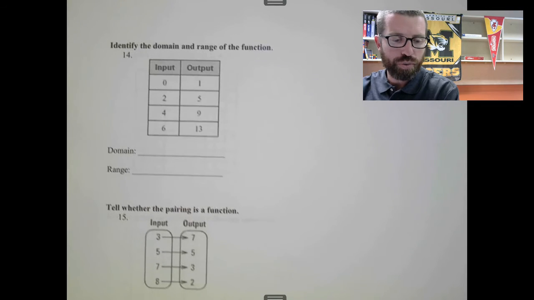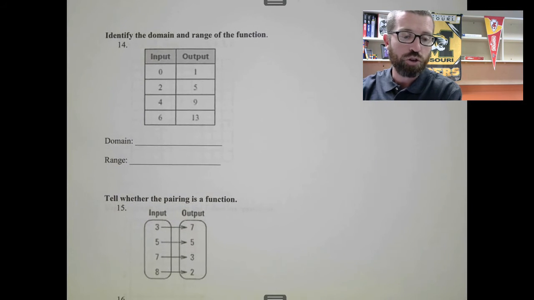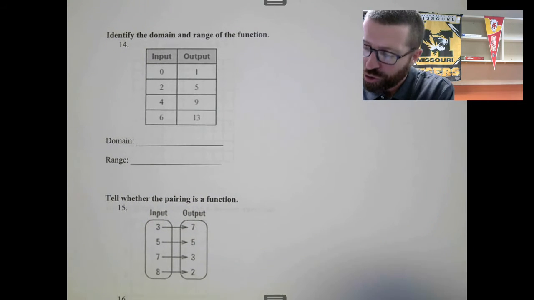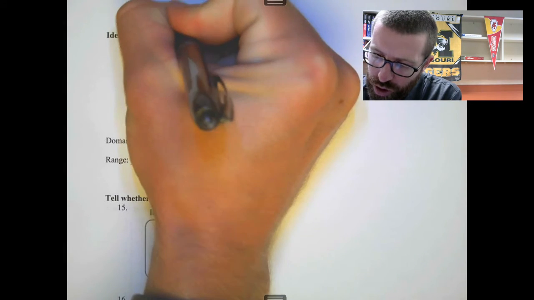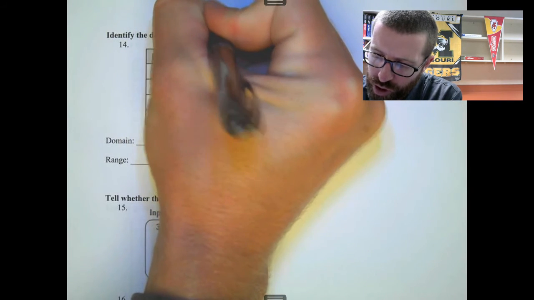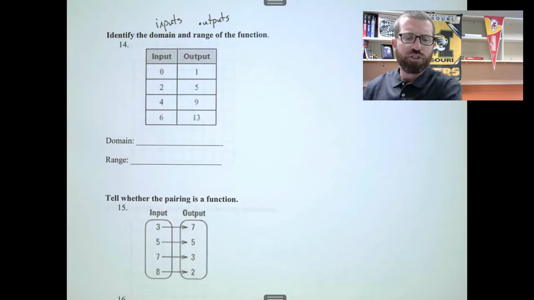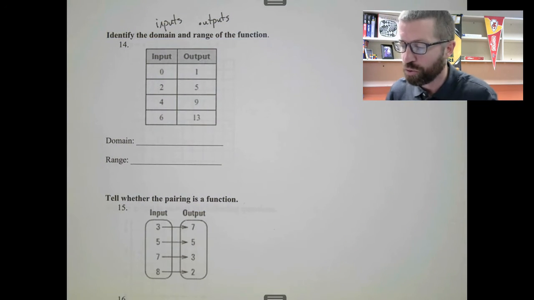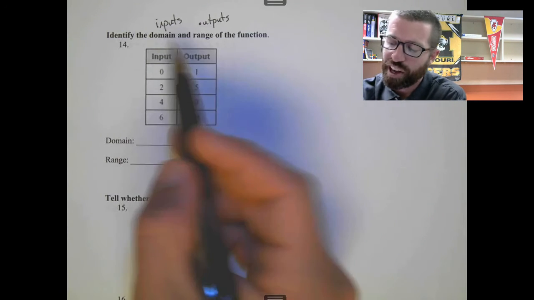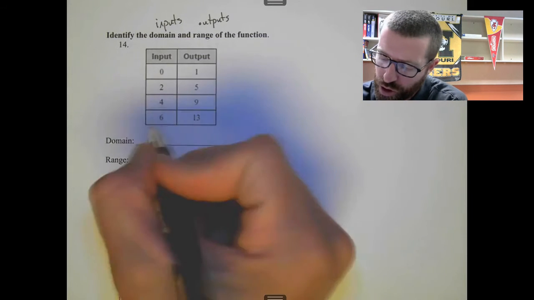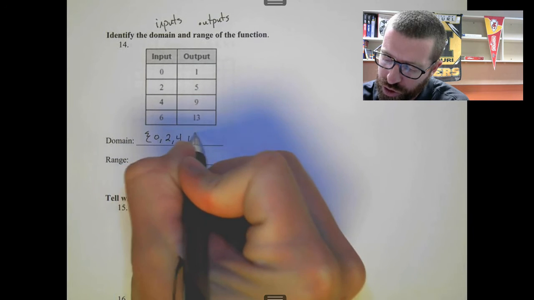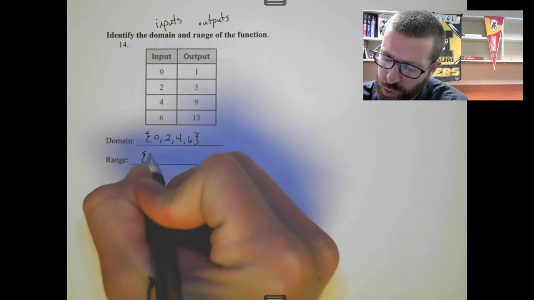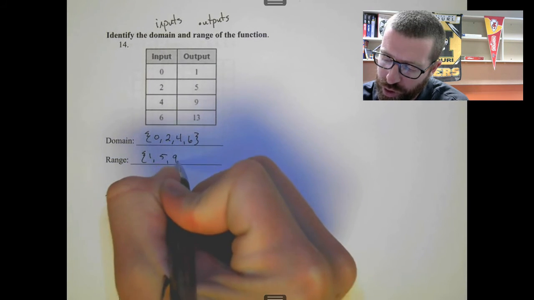Okay, and then on 14, it's asking to identify the domain and range of the function. So domain is the x values, or the inputs, and range is the outputs. So this is almost like a definition or memorization question, or almost as close as a memorization question as we get in math. Domain, you just have to remember it's the inputs, range is outputs. So the domain, just list them: 0, 2, 4, and 6. In the range, list them: 1, 5, 9, and 13.